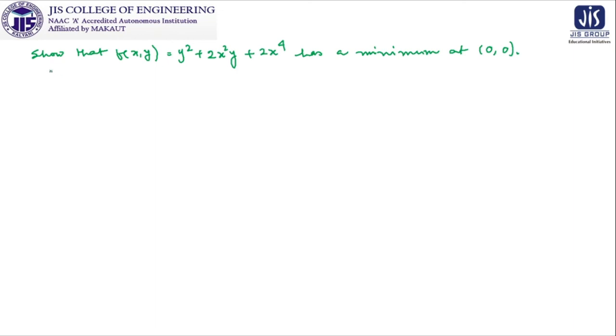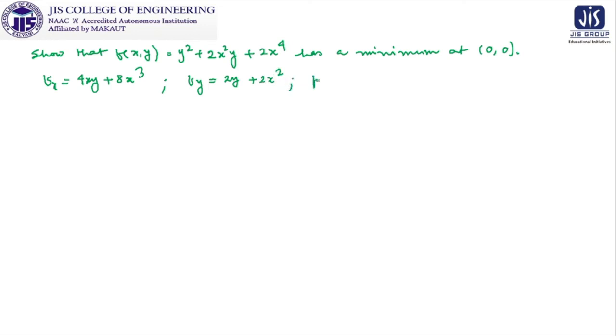We will start it formally because fx is given. So we will calculate fx, that means partial differentiation of f with respect to x, and we get it as 4xy plus 8x cubed, and we can calculate fy also. We will get it as 2y plus 2x square.